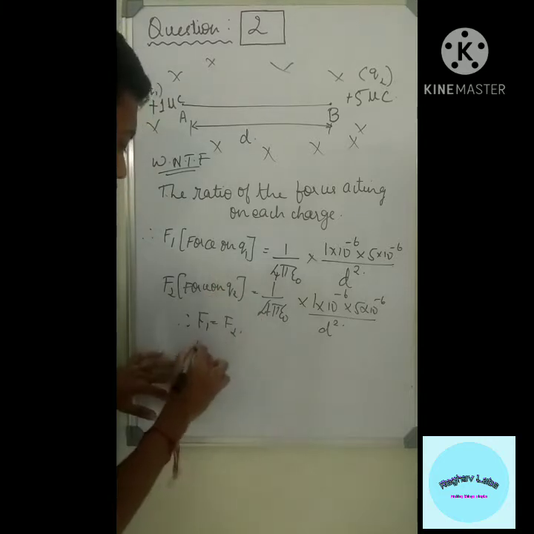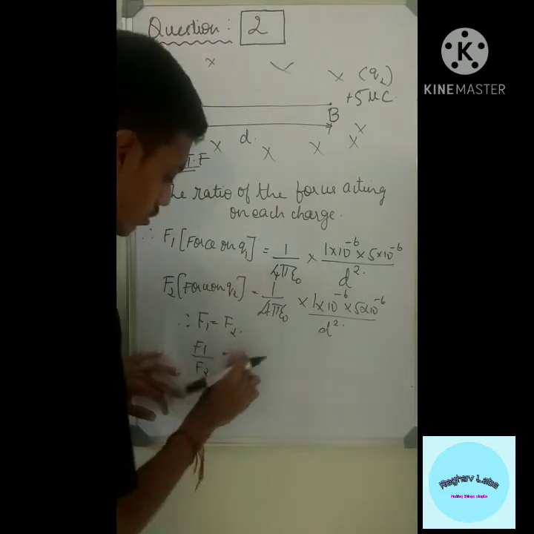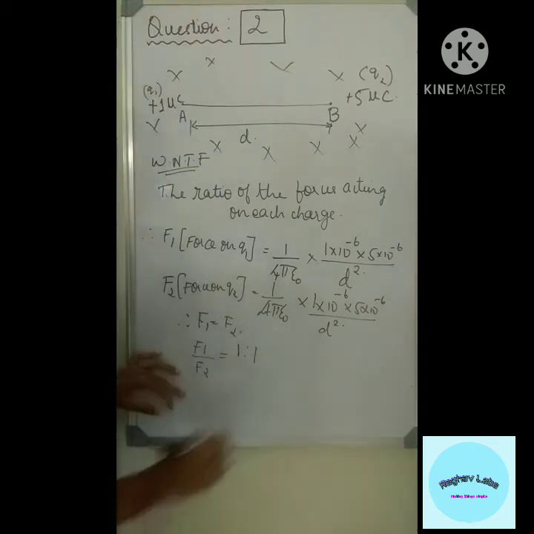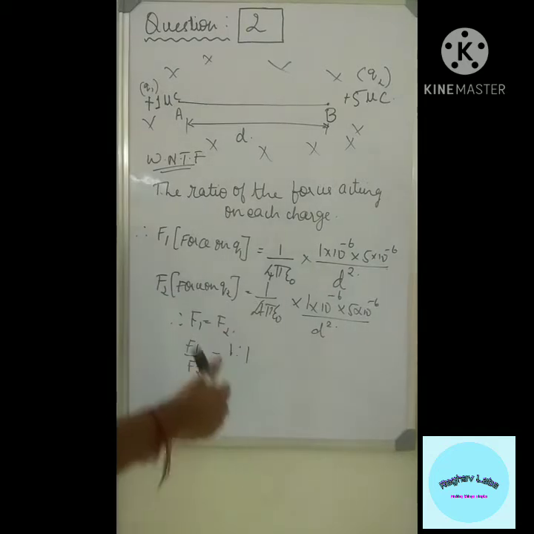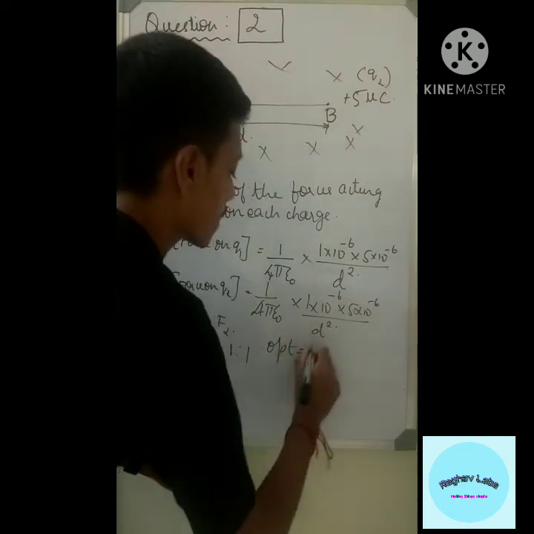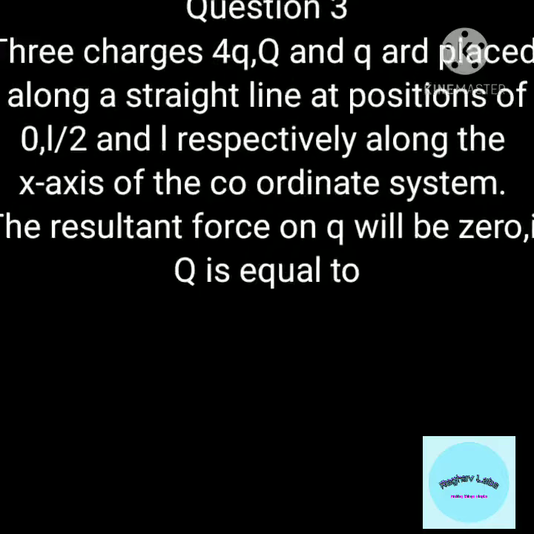Fine. So F1 is equal to F2, F1 by F2 is equal to 1 is to 1 or 1 by 1, anything like that. Fine. So which option is this? Let me see. Option B.